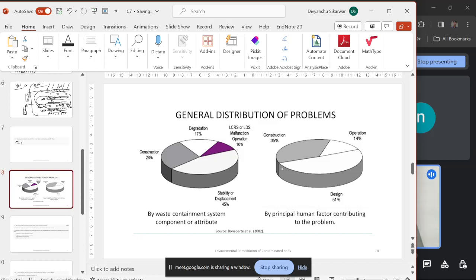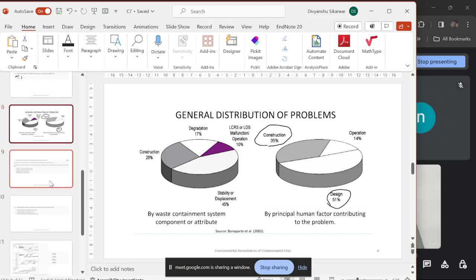So this is basically from the search slide only. Addition of these two is majorly responsible for landfill failure. Right? Okay.